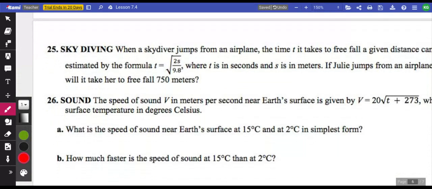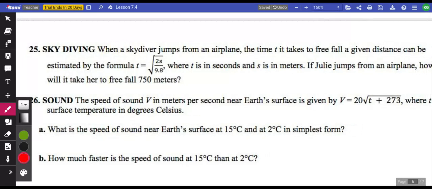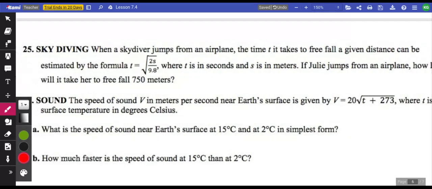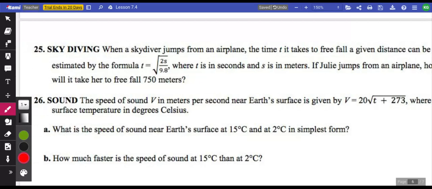When a sky jumper jumps from an airplane, the time it takes to fall a given distance can be estimated by t equals square root of 2 times s divided by 9.8. If Julie jumps from an airplane, how long will it take her to free fall 750 meters? So we know s is our meters, so we're going to do the square root of 2 times 750 divided by 9.8. And we get 12.3 seconds.